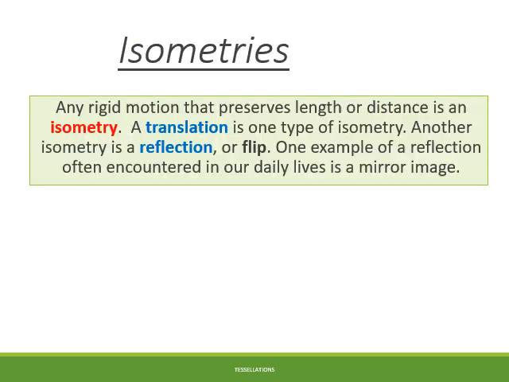The definitions on this slide might seem a little intimidating, but basically an isometry is anything that preserves length or distance. In other words, if you yourself move 2 steps forward in your kitchen, you have not changed your shape at all, you've just changed your location, and that's what it's talking about when it said it preserves length or distance. A translation is one type of isometry, another one is reflection or a flip. And then one example of reflection is a mirror image.